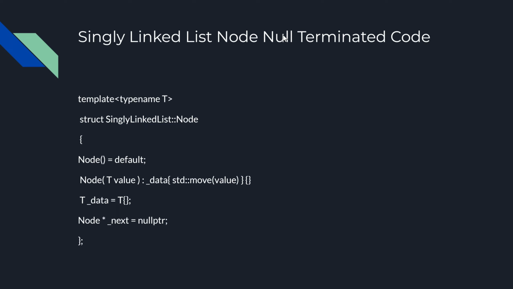Singly linked list node, null terminated. Template typename T, struct singly linked list node: value is T value, node data equals std::move(value), next equals null pointer.